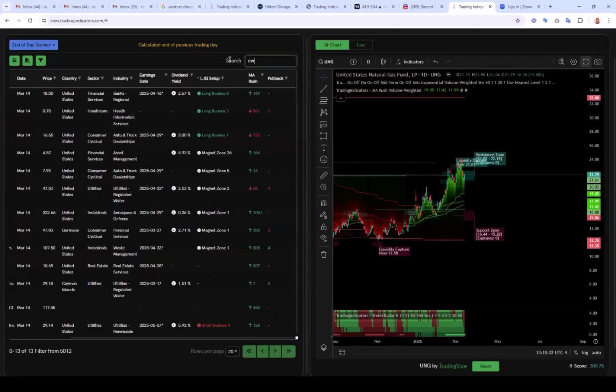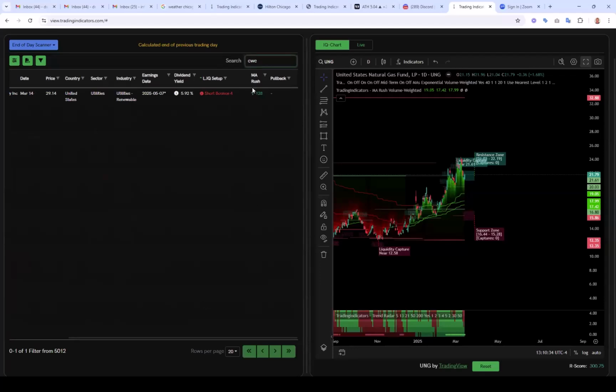CWE. Yeah. Okay. Clearwater Energy or something. So bullish for 128 trading days. Short bounce setup. I didn't even click on it yet, but I can read it already just by looking at the scanner. So we're near resistance. And this is the big dividend pair. I like it. 5.92% dividend yield. Let me just see if these dividends are paid out consistently. Yes, look at this history. Very consistent and it's increasing. So that's good.